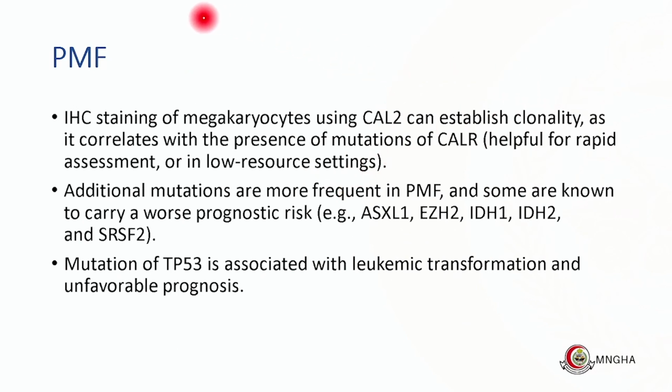Also very interesting is a new immunohistochemical staining for megakaryocytes, CALR. This can establish clonality, and it correlates with the presence of a CALR mutation in that patient. This is helpful as a rapid screening assessment and also in a low-resource setting.